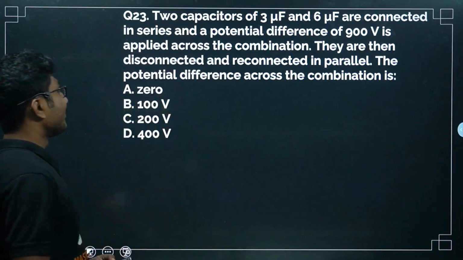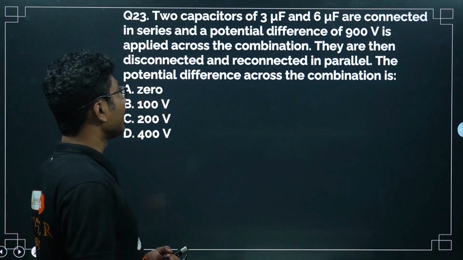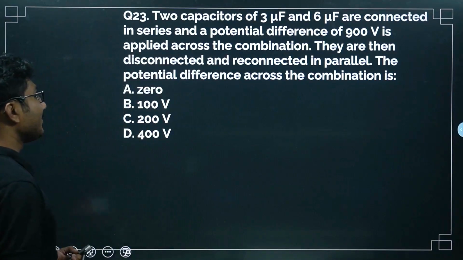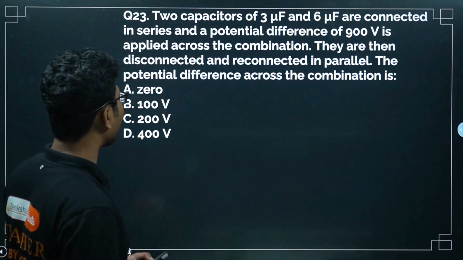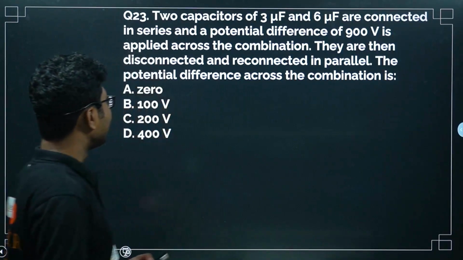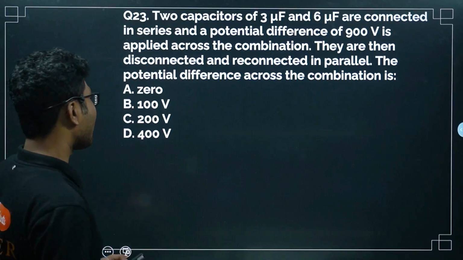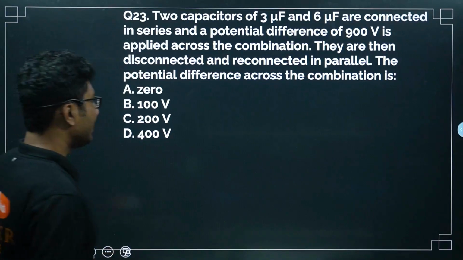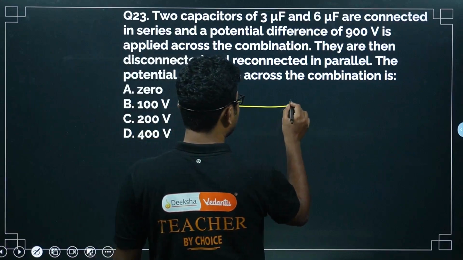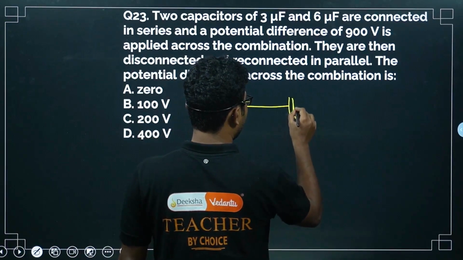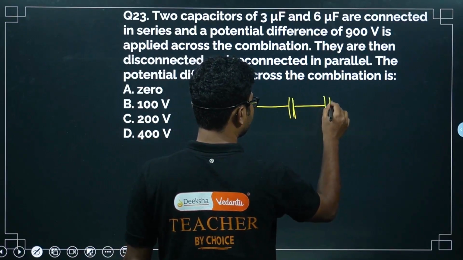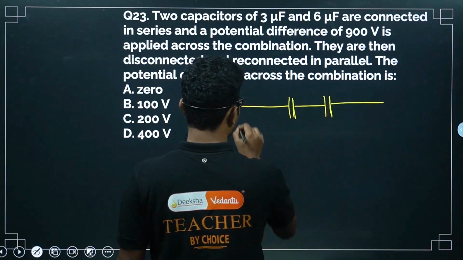Two capacitors of 3 microfarad and 6 microfarad are connected in series, and a potential difference of 900 volt is applied across the combination. They are then disconnected and reconnected in parallel. The potential difference across the combination is? So initially, they are connected to a battery of 900 volt.